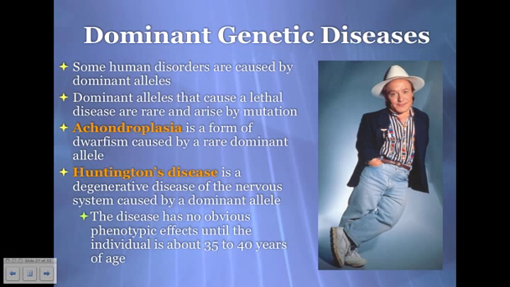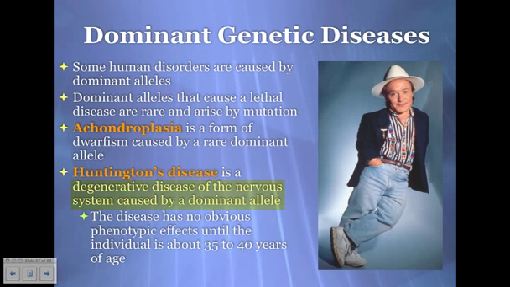Huntington's disease is another dominant genetic disease that is degenerative in nature, which means once this disease has its onset, it's a continual degeneration. Specifically, Huntington's disease is a degenerative nervous system disease, which means the nervous system cells, which are neurons, continue to break down and cannot function.